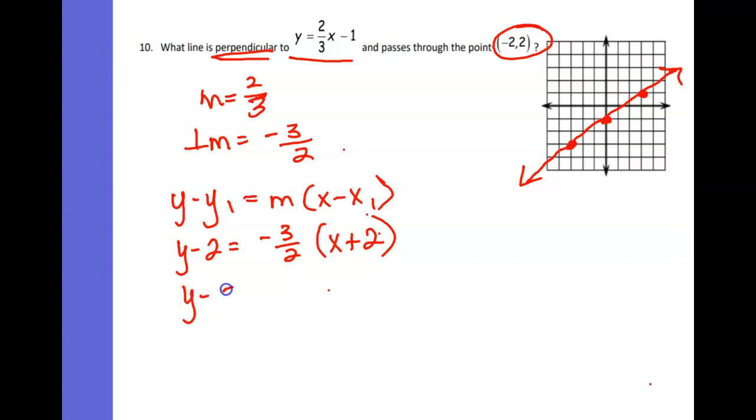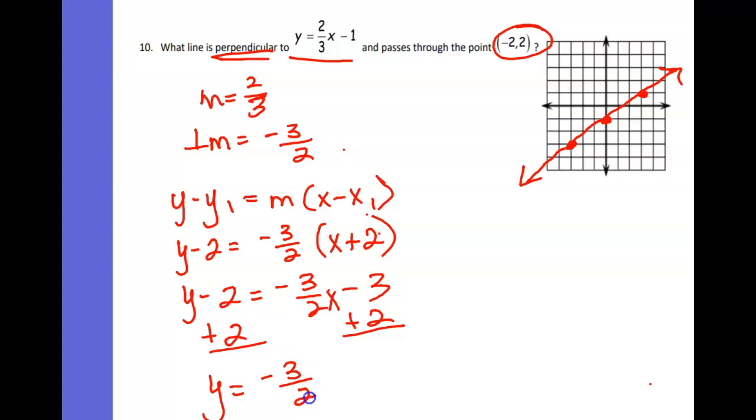I'm going to distribute that fraction and get -3/2 x. And -3/2 times 2 is -6/2, which is -3. I'm then going to add 2 to both sides. So my final equation is y is equal to -3/2 x minus 1. The point we're passing through is -2, 2, which is right here.